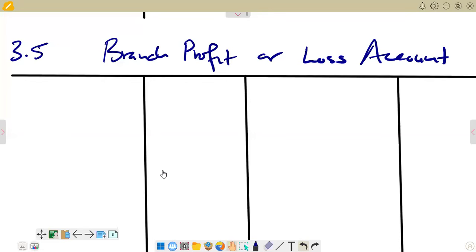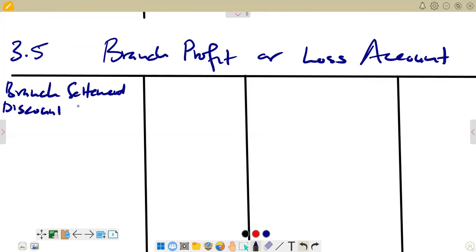So we come to the branch profit or loss account here, and we go to the debit side as an expense, and we say branch settlements discount granted. So what do we have in terms of amount? It was 4,850. So we can go back to check now the next entry.